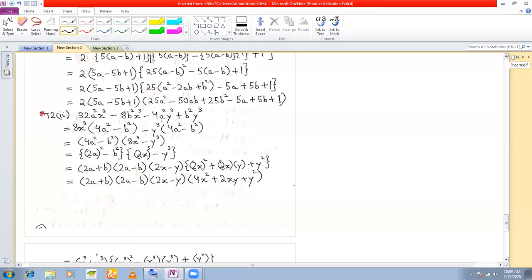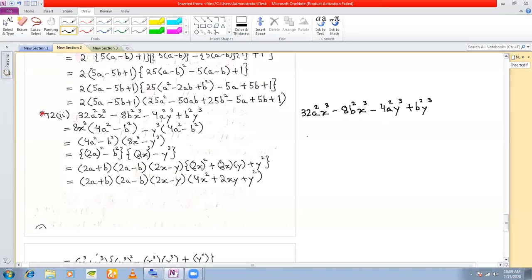Okay, let's do the next one. 32 a square cube minus 8 b square x cube minus... Sir, can't hear anything. 4a square. Mute all your sounds. Mute your sounds.